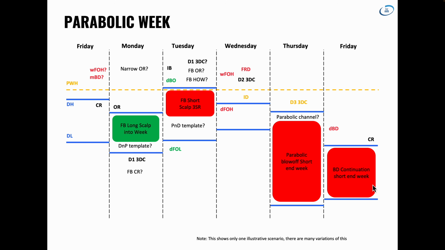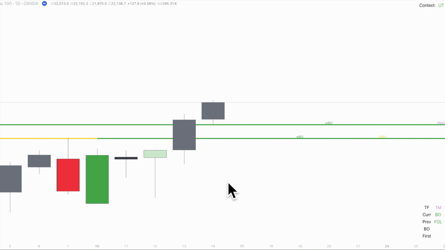So let's look at some specific examples of this. So, parabolic week example. This is NASDAQ, 14th of February, so just not long ago.